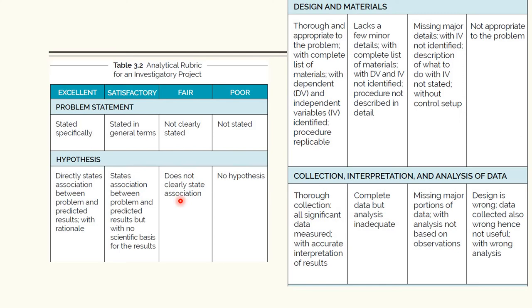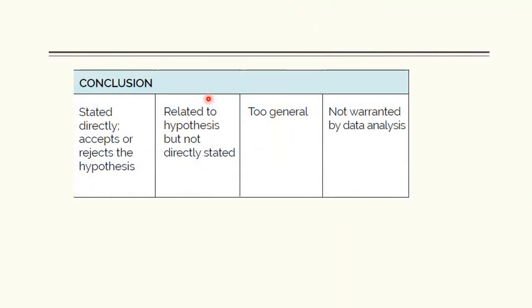So, these are examples of analytic rubric. So, na siya description on top. This is for investigatory project. So you have the problem statement, hypothesis, design materials collection, and there are descriptions in each kung anong excellent siya, anong satisfactory, anong fair, anong poor for each area or criteria. And this is a continuation for that one because this is for science investigatory project.